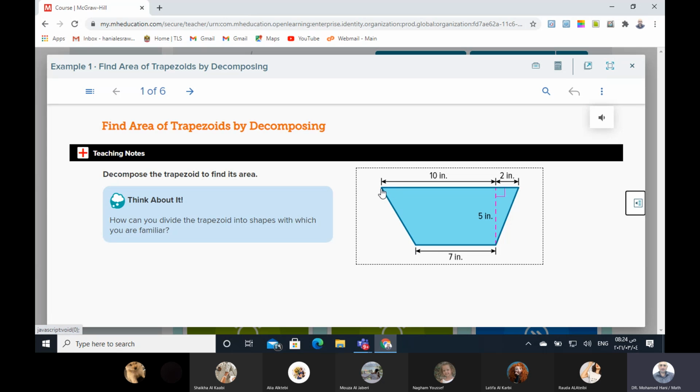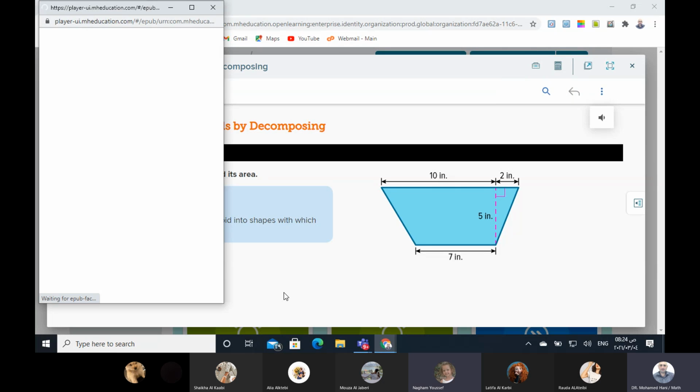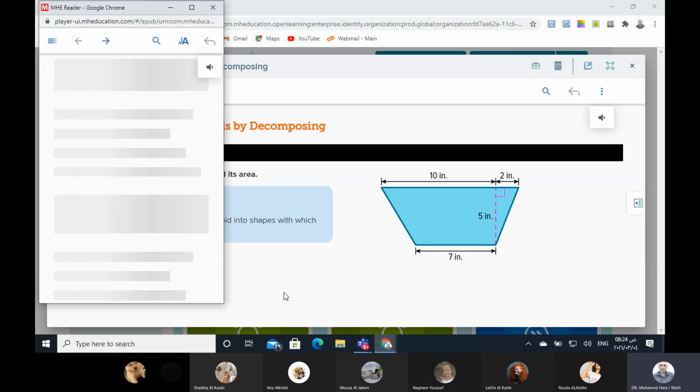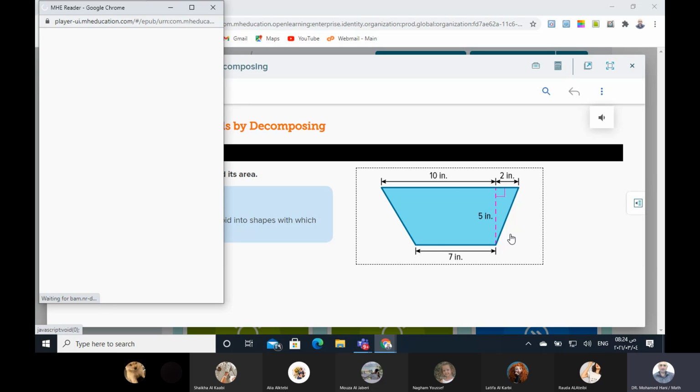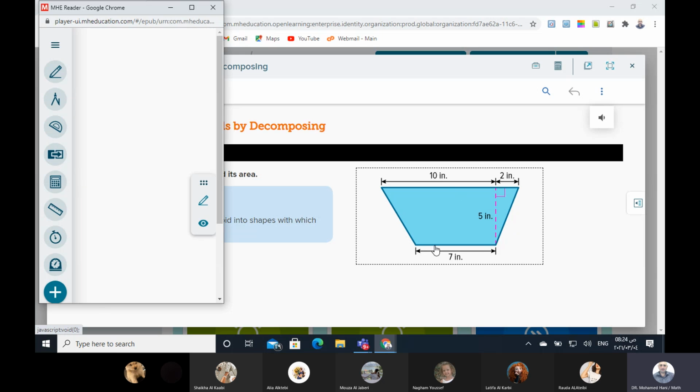Who can tell me what is the type of this quadrilateral? Trapezoid. Trapezoid. In the trapezoid, we have 4 sides: 1, 2, 3, 4. We have 2 opposite sides parallel. This side is parallel with this side. The name of this side, small base. And the name of this side, big base.